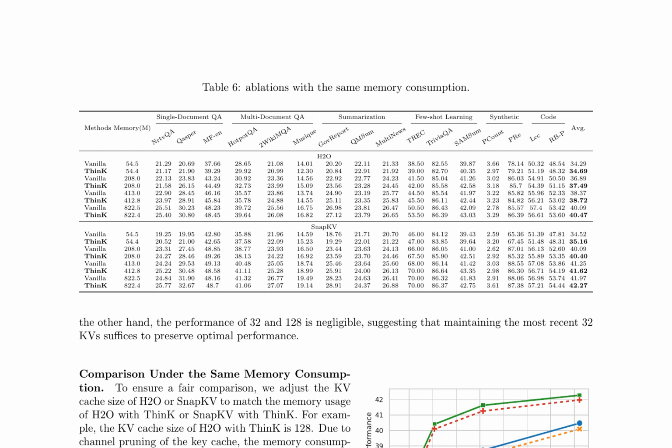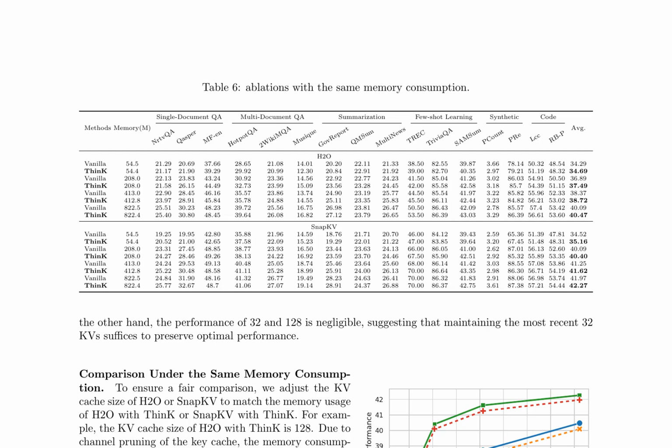Ablation studies are conducted to investigate the impact of different recent sizes on the performance of LongBench. The results indicate that a recent size of 32 yields superior performance compared to 0, demonstrating the importance of keeping the most recent KVs. However, increasing the recent size to 128 does not significantly improve performance, suggesting that maintaining the most recent 32 KVs suffices to preserve optimal performance.